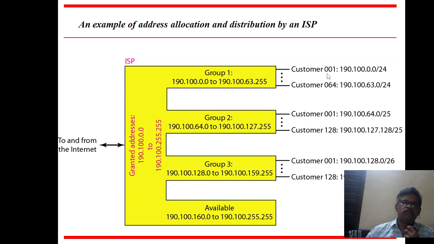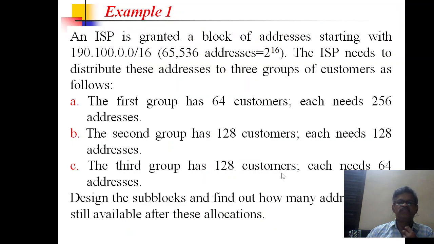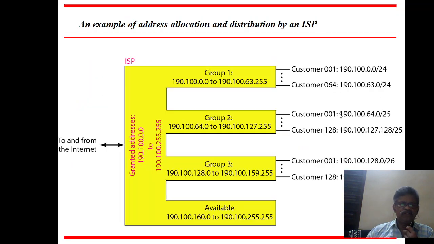One group: 24 is the mask, so a larger number of hosts are there. 25 is the mask, meaning a smaller number of hosts. 26 is the mask, meaning a much smaller number of hosts. So group 3 needs only 64, so the mask is larger. Here the mask is a bit smaller, because the host numbers are increasing. Here the mask is still smaller. You need 6 bits for the first group.